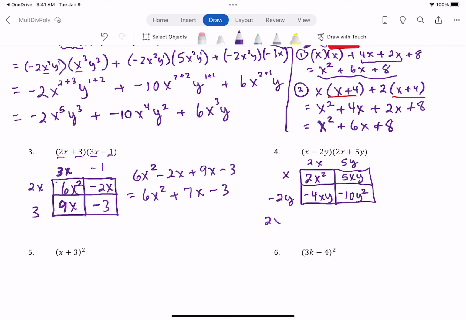So if I bring down the terms from my box, just like with the others, the two middle terms are alike. So the 2x squared just comes down because there are no like terms. A positive 5xy minus a 4xy just leaves me with 1xy. We don't have to write the 1. And we bring down the negative 10y squared. And that's the final answer.